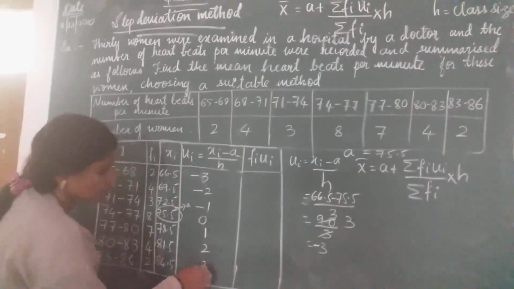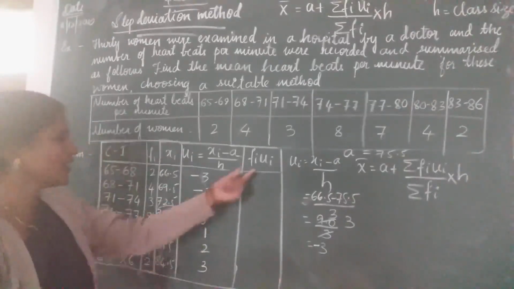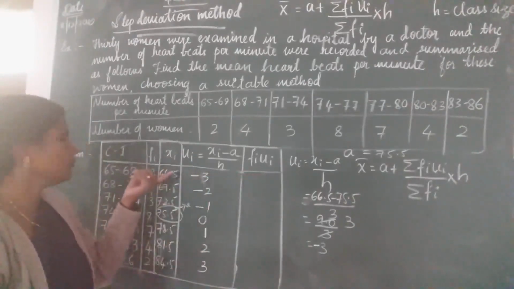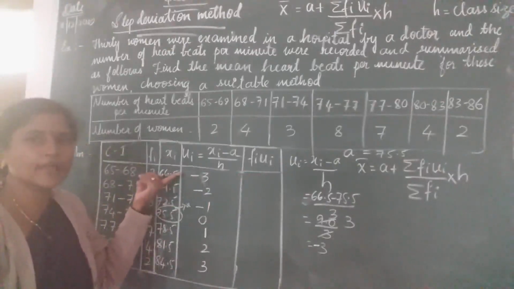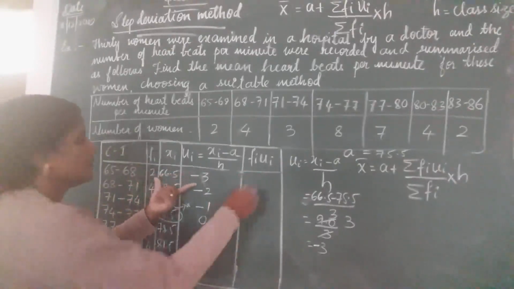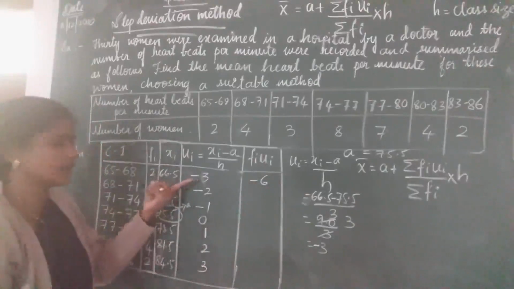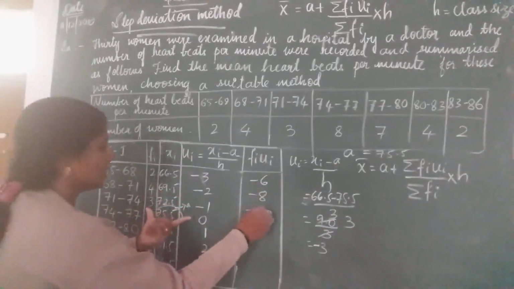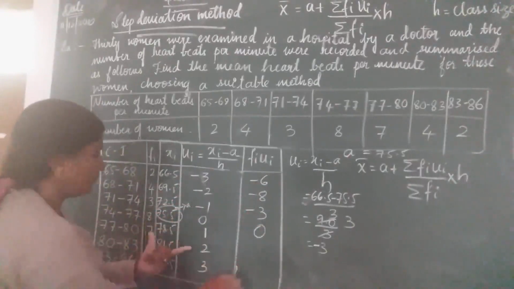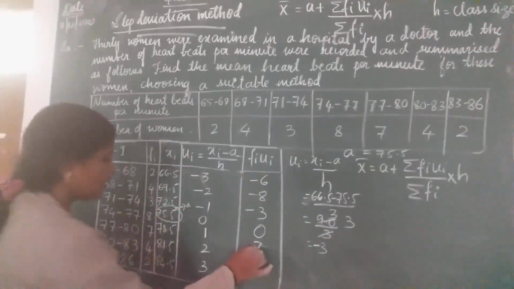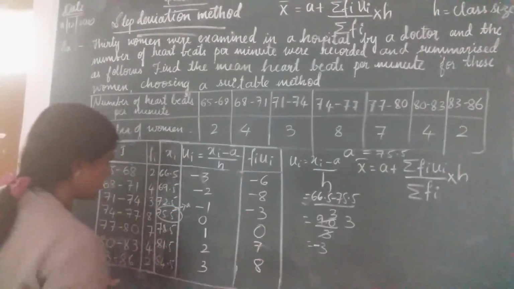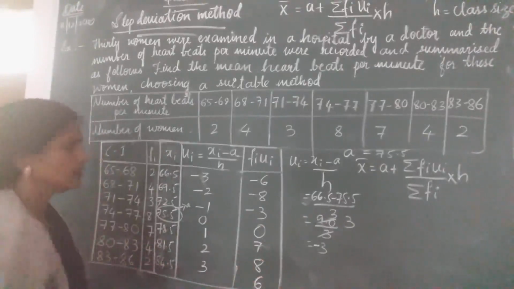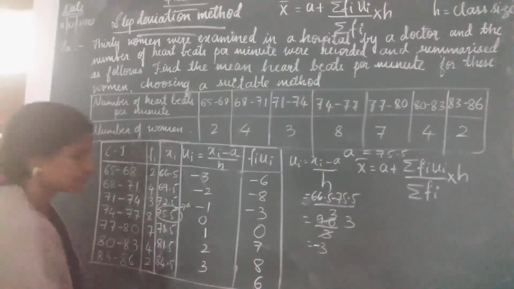1, 2, 3. Now the next column is the product of fi and ui. So 2 threes are 6, plus into minus is minus, so minus 6. 4 twos are 8, minus 8. Next 3 ones are minus 3. Next 0. 7 ones are 7. 4 twos are 8. Next 2 threes are 6. This is the fi ui column.